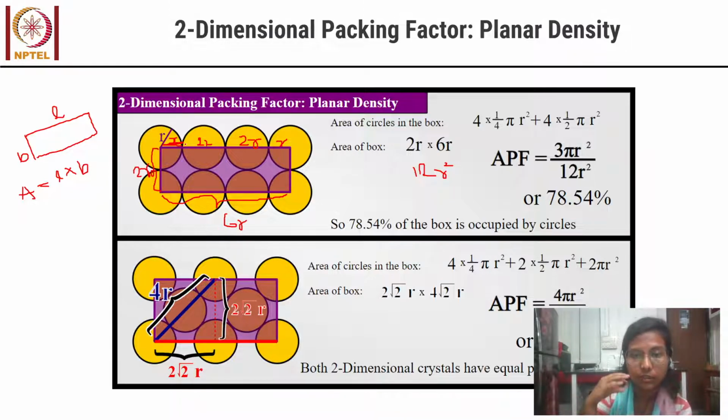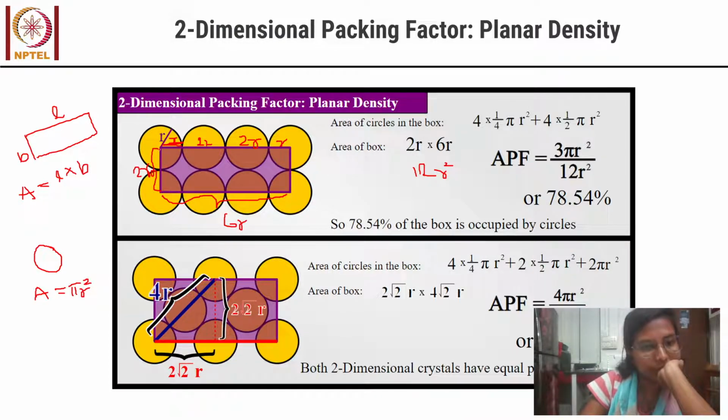Now we have to find out the amount of area which is occupied by the atoms. So how to do that? What is the area of a circle? This is a circle. Since we are talking about a plane, we are talking about the two-dimensional packing factor. So here everything is in 2D. Hence we will not talk about the volume. We will talk about the area. So area of a circle is equal to pi r square, right?